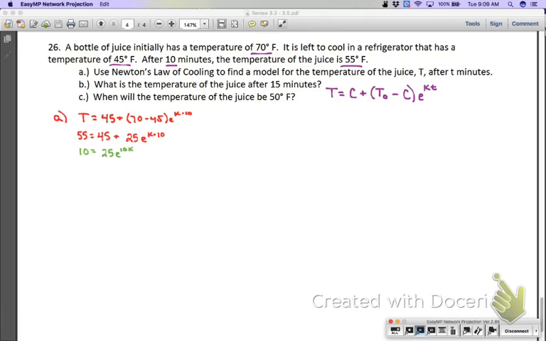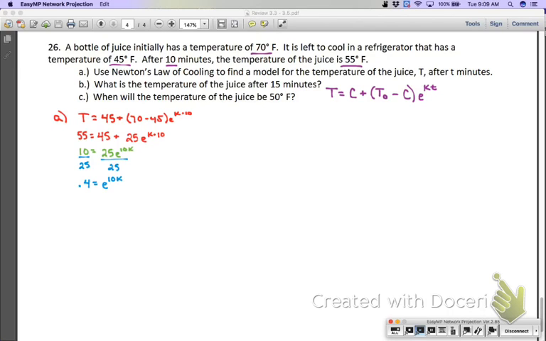I've got to get the e to the power by itself, so I'm going to divide by 25. You can write it as a decimal or as a fraction. As a decimal, it's 0.4 equals e to the 10K.